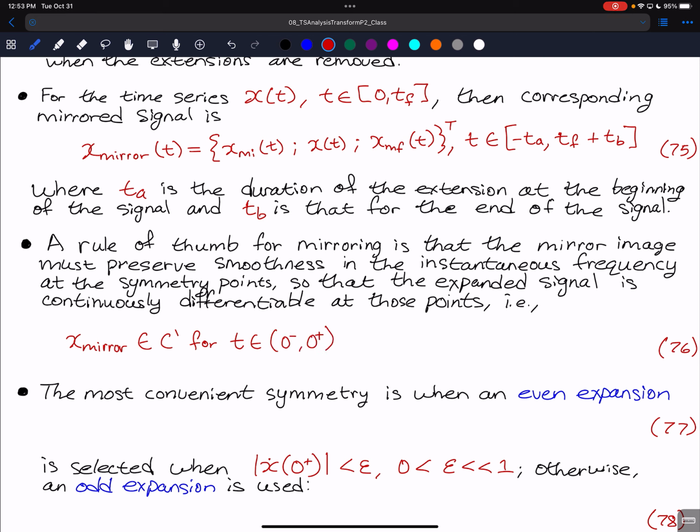So that's the symmetry point at the beginning of the signal, as well as for t in the range of tf minus and tf plus. And that's the symmetry point at the end of the signal.